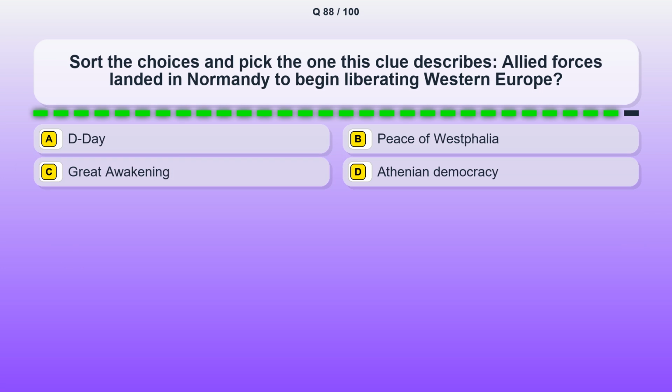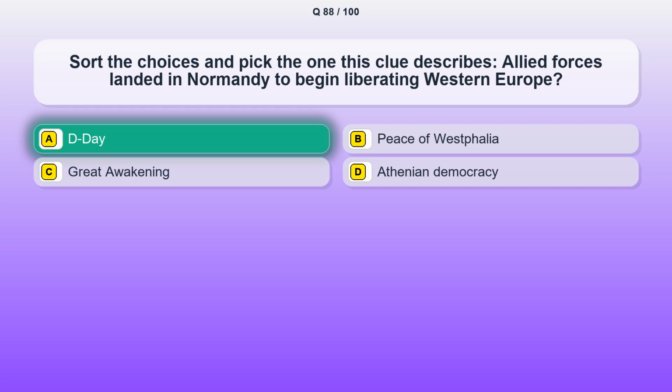Question 88. Sort the choices and pick the one. This clue describes Allied forces landed in Normandy to begin liberating Western Europe. Option A, D-Day. Option B, Peace of Westphalia. Option C, Great Awakening. Option D, Athenian democracy.